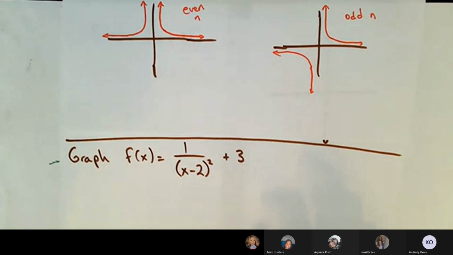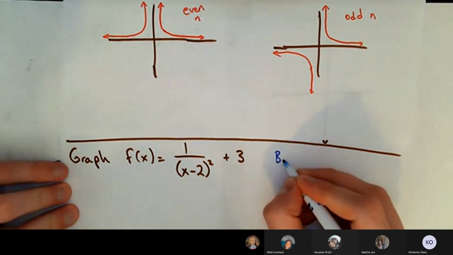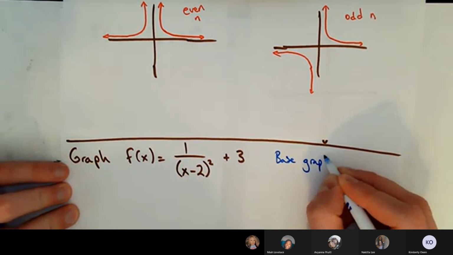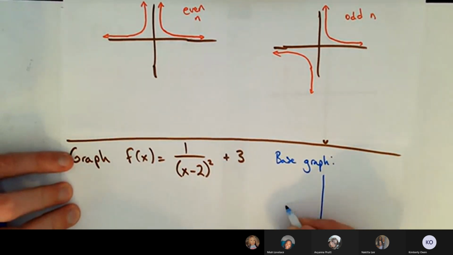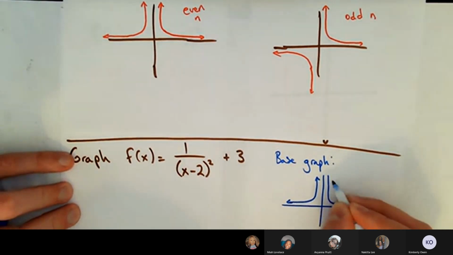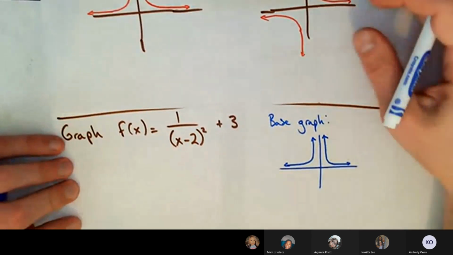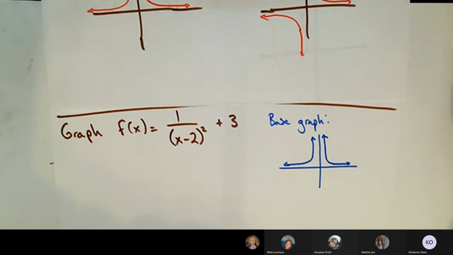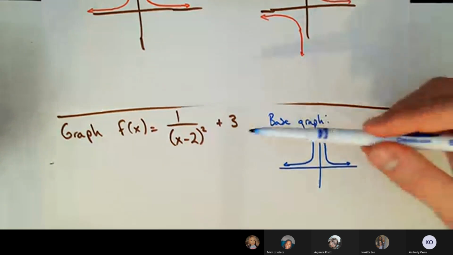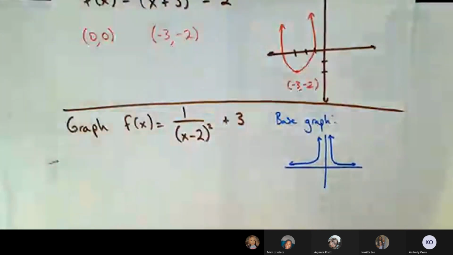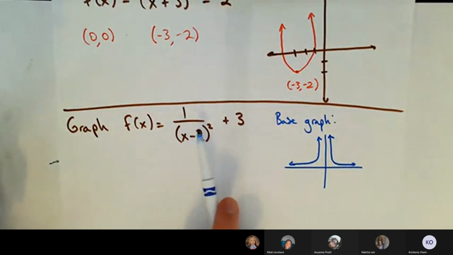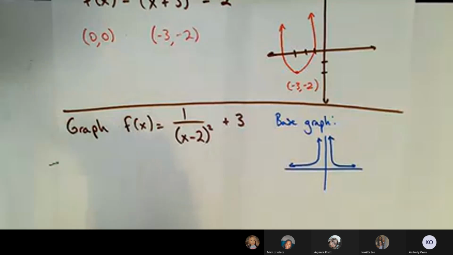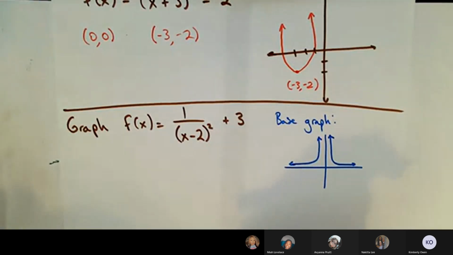So maybe I can even write it down. I can say base graph, it's like that. Okay. All right, and I see what I need to do. I need to scoot this thing left, or not left, I'm sorry, I need to scoot it right by 2 because I'm subtracting inside next to the x. That -2 there is going to correspond to a right shift by 2.